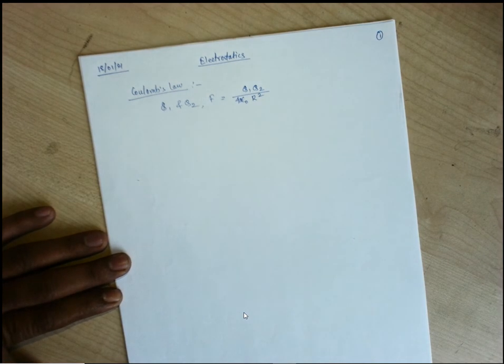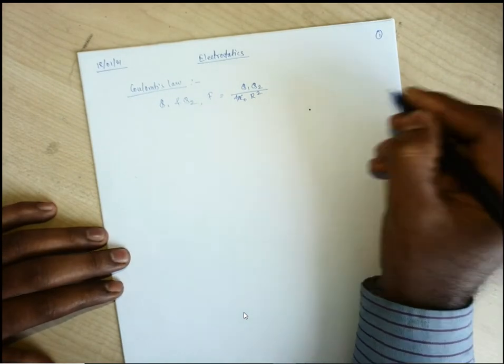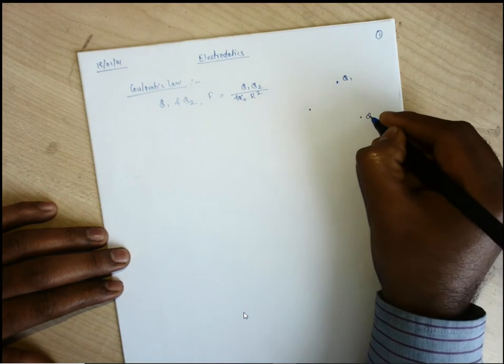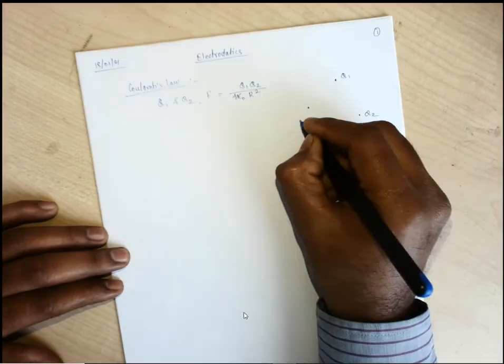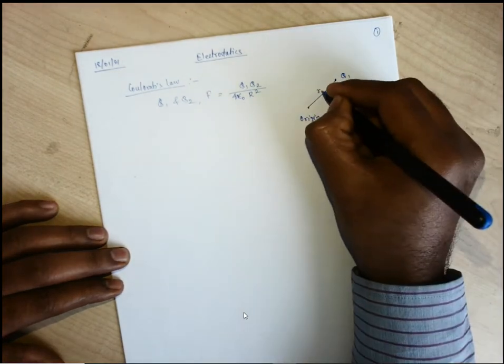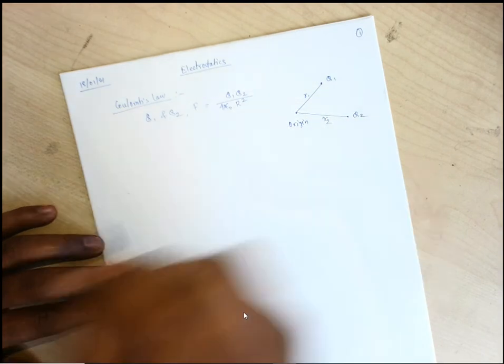Okay. Now if these point charges Q1 and Q2 are located at points having some position vectors, r1 and r2, I am just drawing something like this. Let us consider this is the origin, this is the point charge Q1 and this is the point charge Q2. They have some position vectors compared to the origin. Let us consider this is r1 and this is r2.